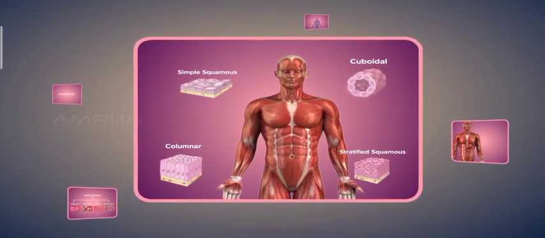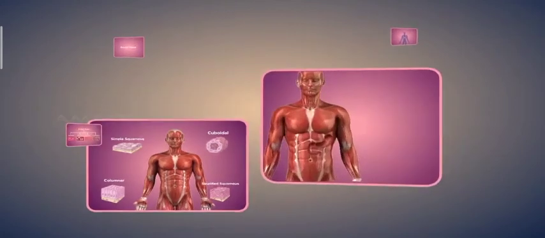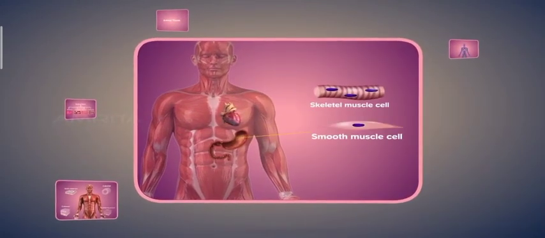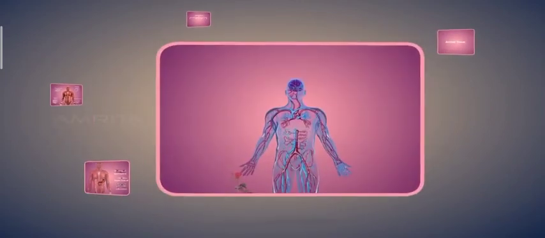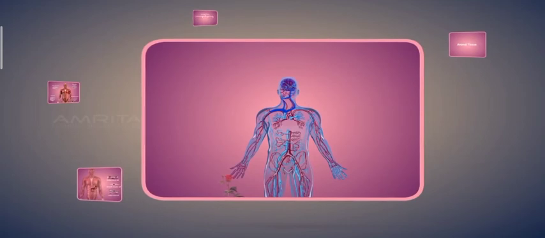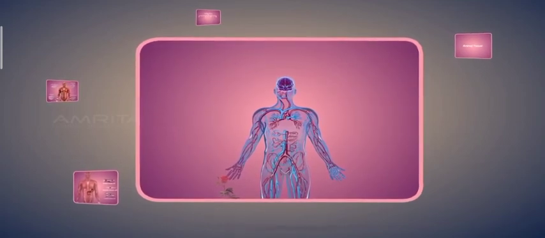The three types of muscle tissues that we have seen today in our lecture are skeletal, smooth, and cardiac muscles. Cells of the nervous system called the nerve cells or neurons are specialized to carry stimulus from one place to another within the body.